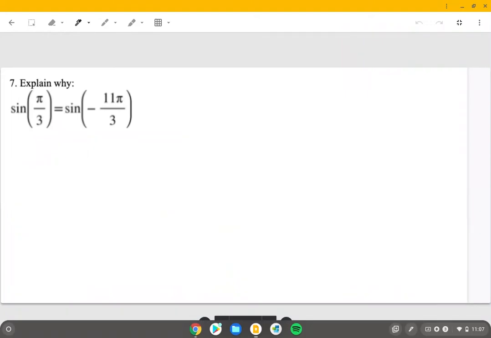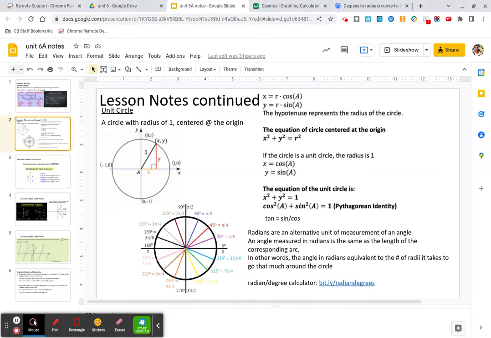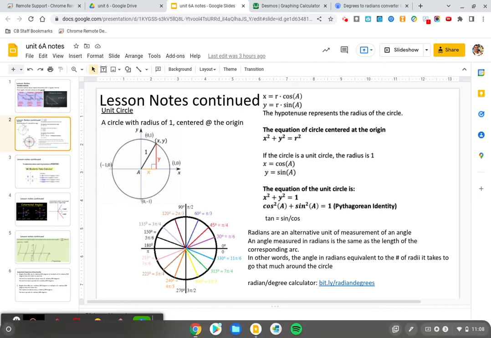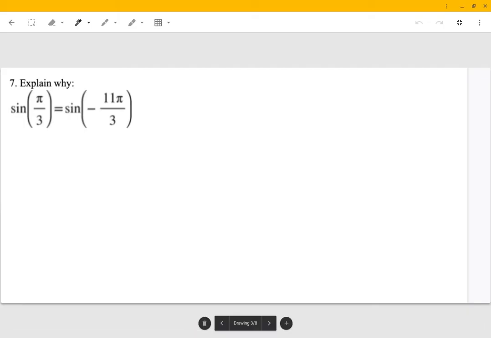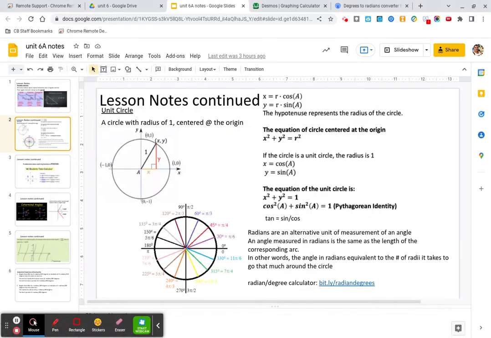Pi over 3, if we go back to our notes, we can first look at this diagram right here, and it looks like pi over 3 is equivalent to 60 degrees. Next, we'll convert negative 11 pi over 3. Negative 11 pi over 3 is not in here.